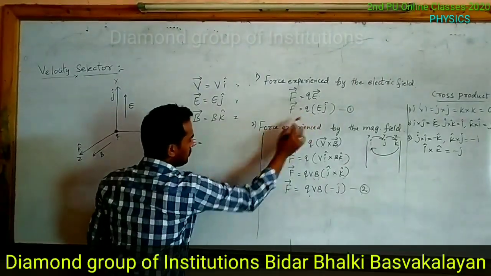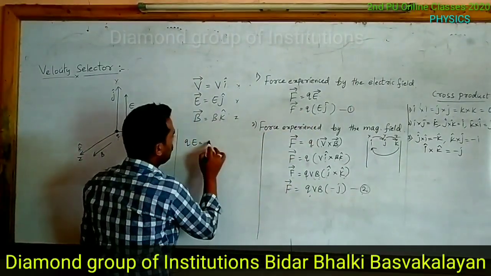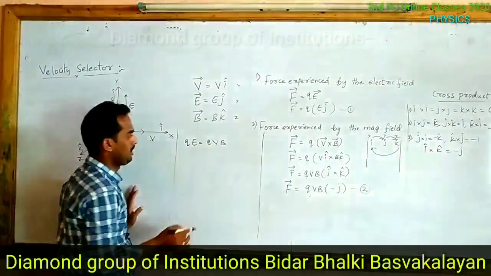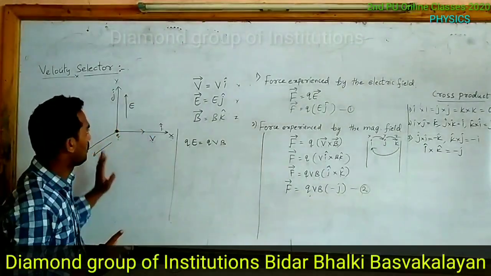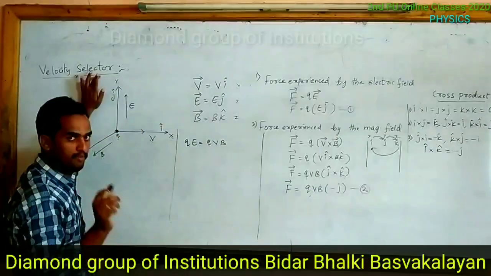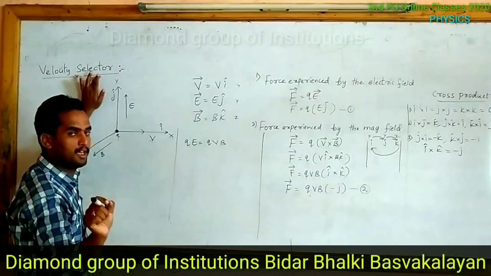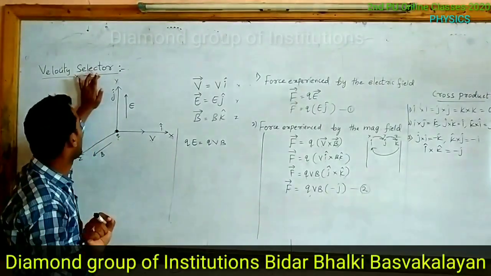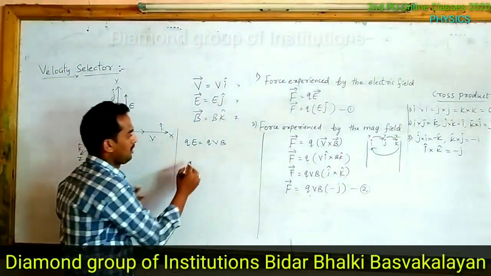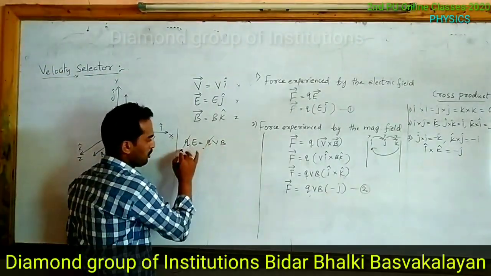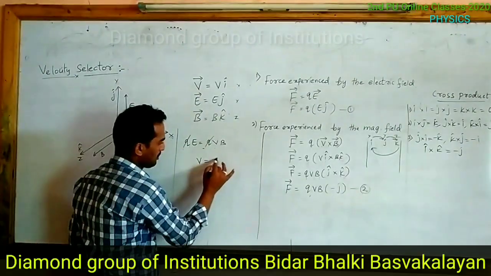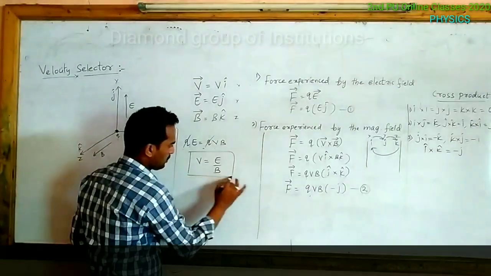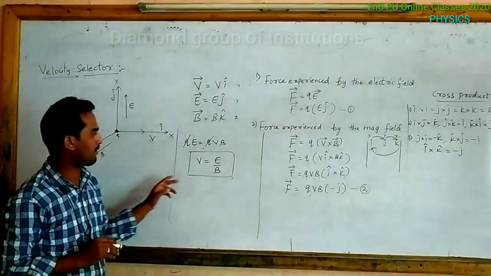So comparing only the magnitudes here, we can write Q into E. This is due to electric field, and Q into V into B, that is due to magnetic field. So we want the velocity selector. What is meant by velocity selector? We are choosing a charged particle, and for that we are calculating the velocity. So the Q will be cancelled. What will be the answer? V equal to E divided by B. So this is the final expression for velocity selector.